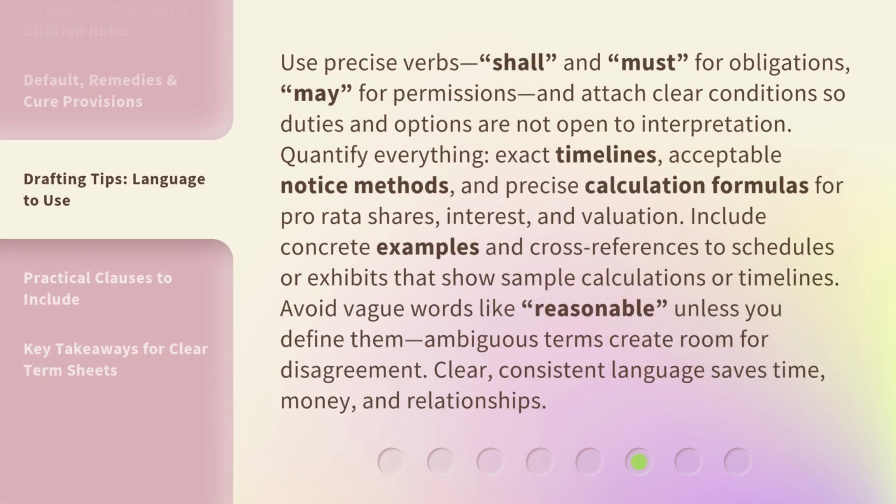Use precise verbs: shall and must for obligations, may for permissions, and attach clear conditions so duties and options are not open to interpretation. Quantify everything: exact timelines, acceptable notice methods, and precise calculation formulas for pro rata shares, interest, and valuation. Include concrete examples and cross-references to schedules or exhibits that show sample calculations or timelines.